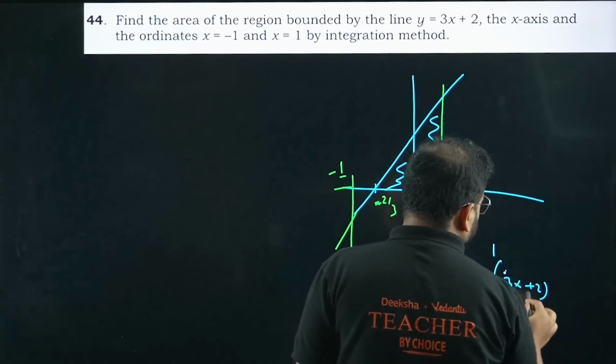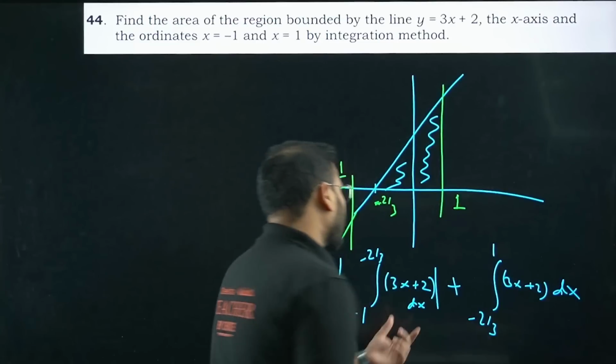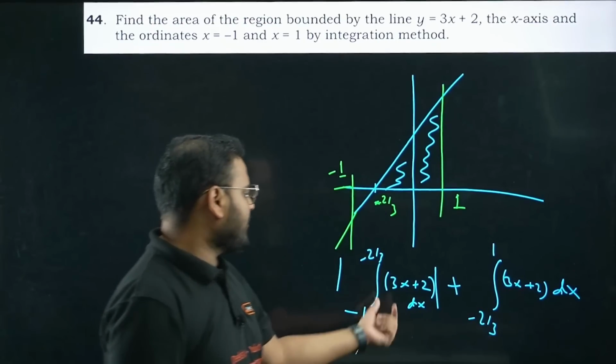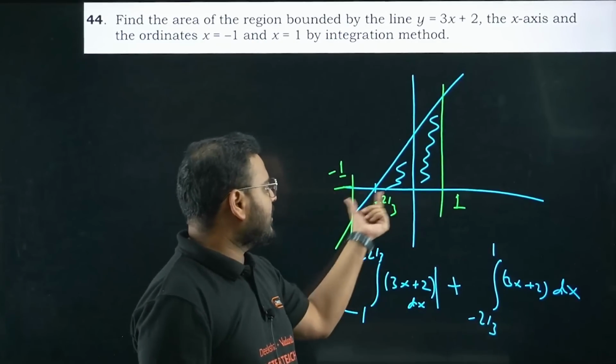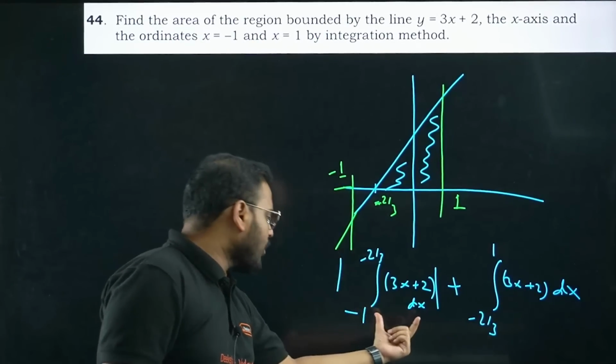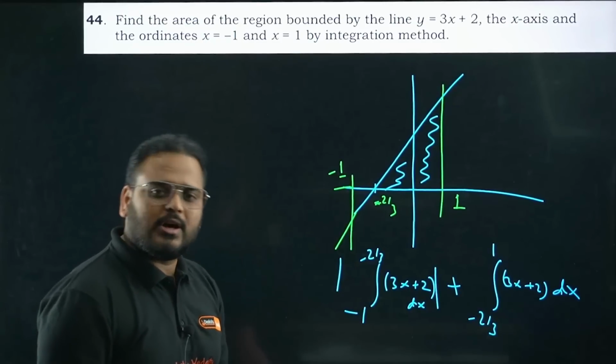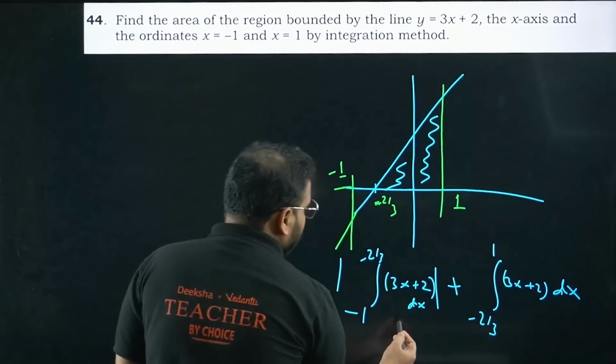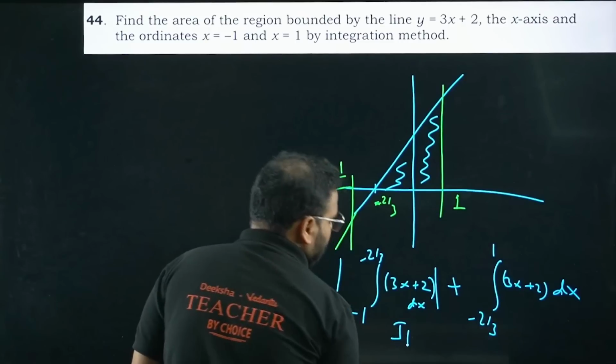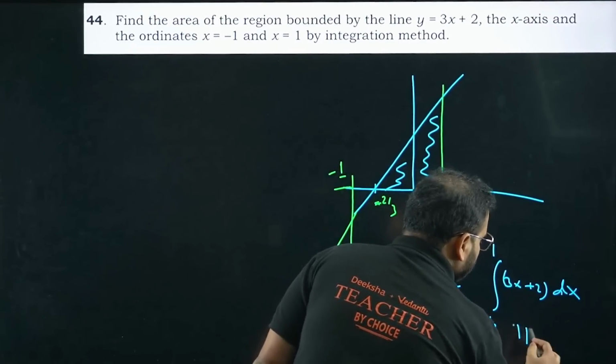3x plus 2. Okay, you can open the modulus, not a problem. I'll open with a minus sign. Over here, this is negative, right? So open with a minus sign. Just remove the modulus and take a minus sign outside. Your answer will be positive. So let's say this is the integration of part 1, and this is part 2 integration.